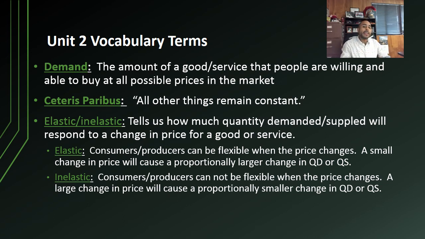So if something is said to have elastic demand or elastic supply, that means that consumers or producers could be flexible if the price changes. That means that a small change in price for something with elastic demand or elastic supply is going to cause a proportionally much larger change in quantity demanded or quantity supplied. Now, inelastic means that consumers and producers really cannot be flexible if the price changes. That means a large change in price will probably just result in a very small change in quantity demanded or quantity supplied.